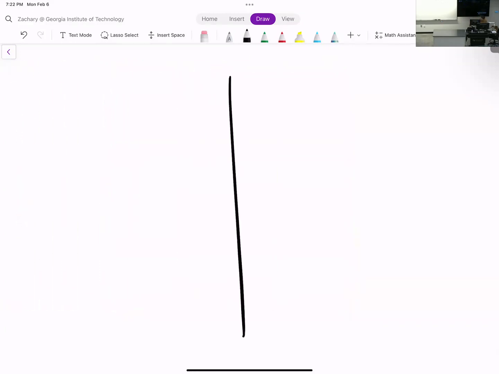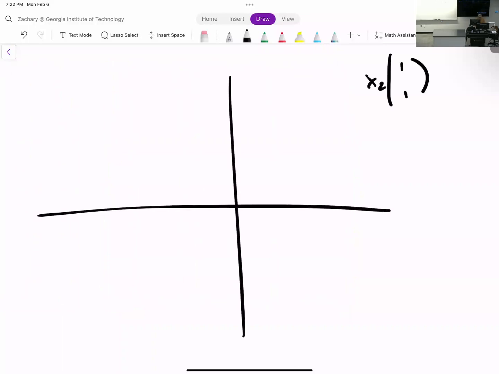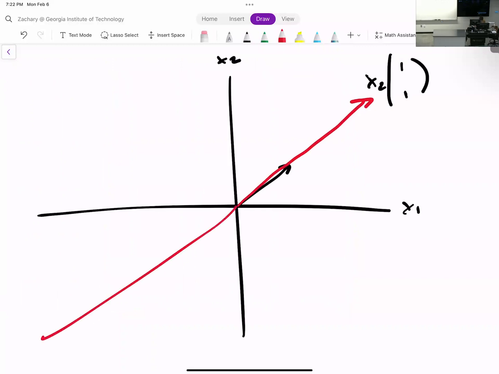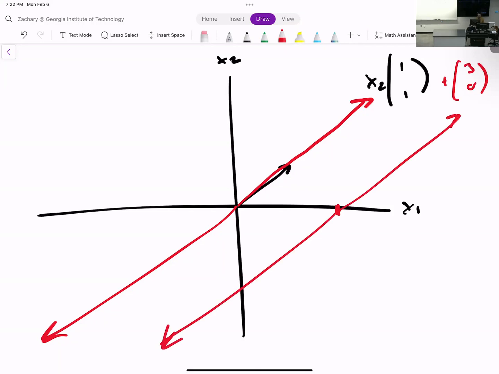Okay. So an example would be if my solution set is x2 times (1, 1). That means I have a vector x1, x2 that looks like this. And what my solution set looks like is the infinite combinations of these, where I can pick any x2. And there's my solution set. That's what it looks like plotted. If I had this plus (3, 0), then it would look like this instead.